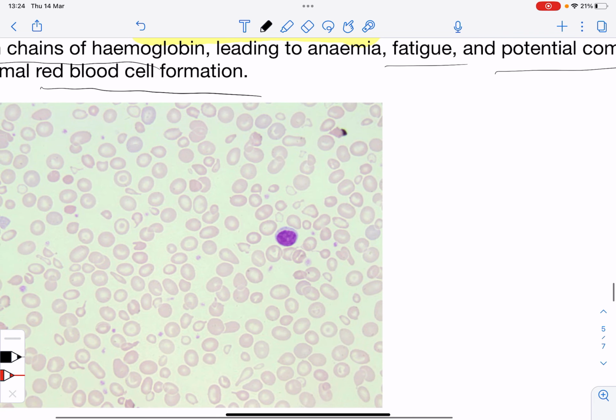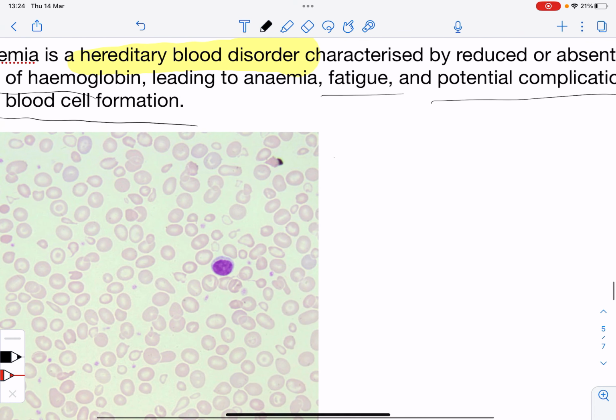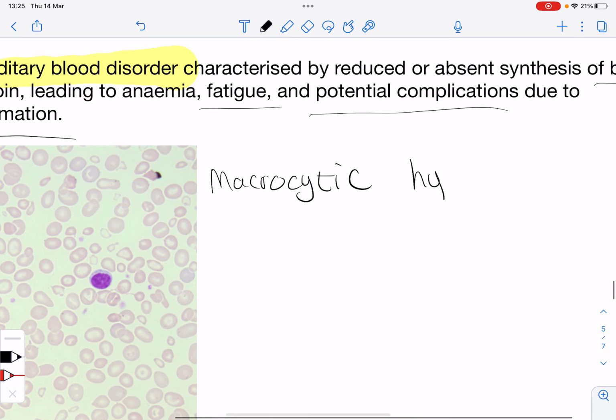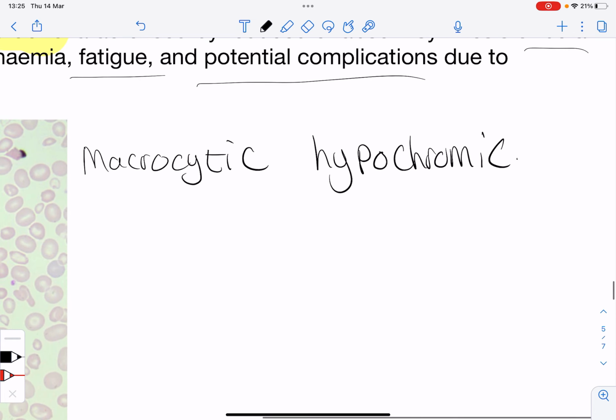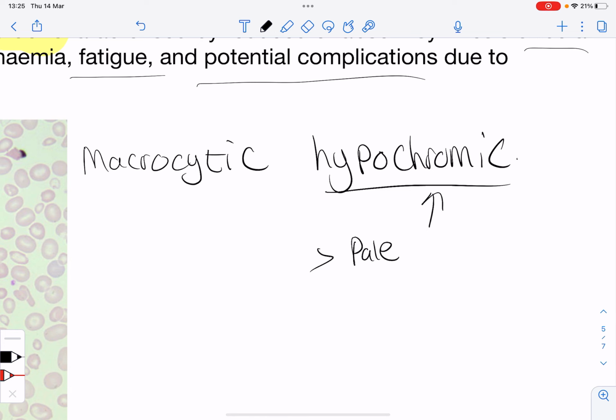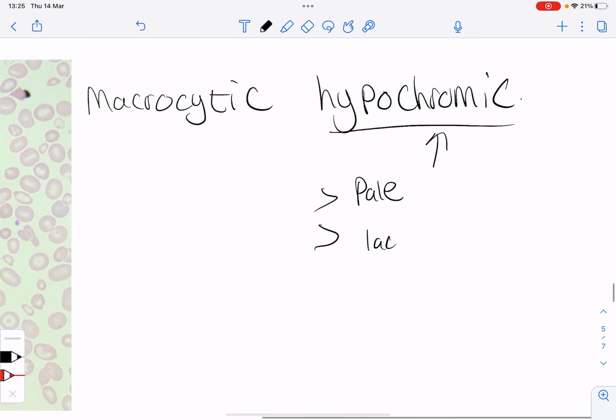They're quite pale in structure, and they're quite large, aren't they? So I would go with macrocytic hypochromic, but correct me if I'm wrong. Hypochromic meaning that they're quite pale in structure, pale and a lack of hemoglobin. Lack of heme.